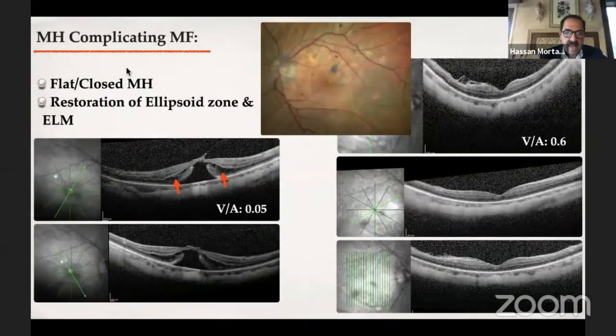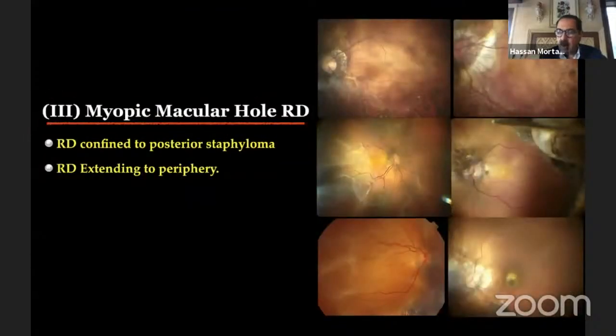This is again a case of macular hole complicating myopic foveoschisis, and the technique of multi-layer flap or envelope technique was used. Here is the U-shaped healing of the macular hole. The vision improved to 0.6, and this patient could read.